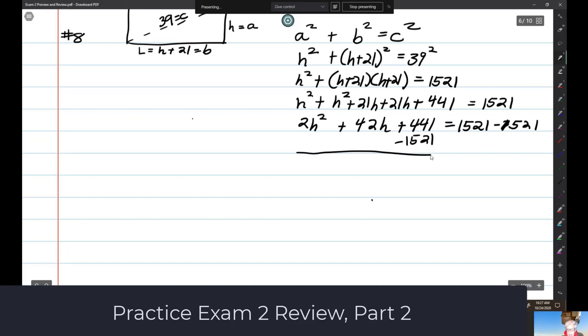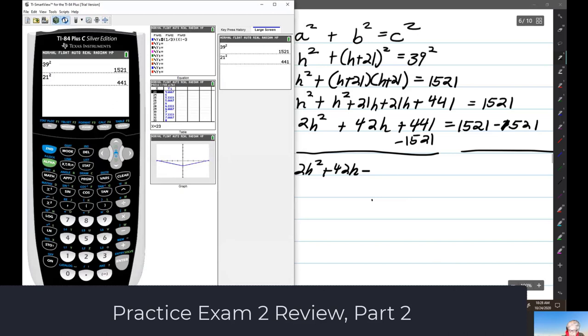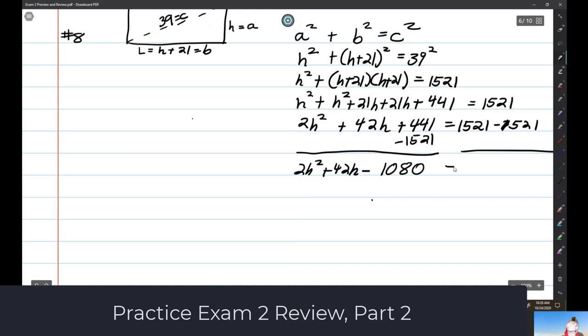And that will give us 2h squared plus 42h minus, 441 minus 1521, it's negative 1080, equals 0. And now we very clearly have a GCF of 2. 2 will go into all of these evenly. So we pull 2 out as a GCF.